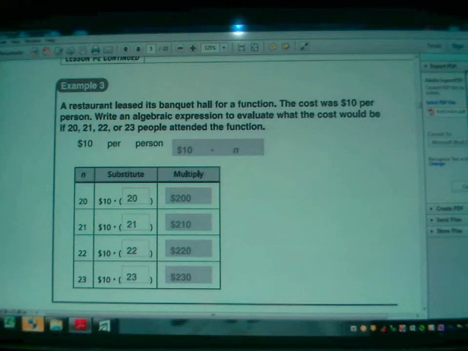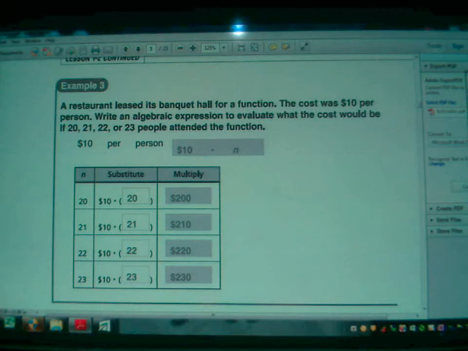We can think about this in terms of the most simple numbers to see why this works. If just one person went, it would be 10 times 1, or $10. If 2 people went, it would be 10 times 2, or $20.